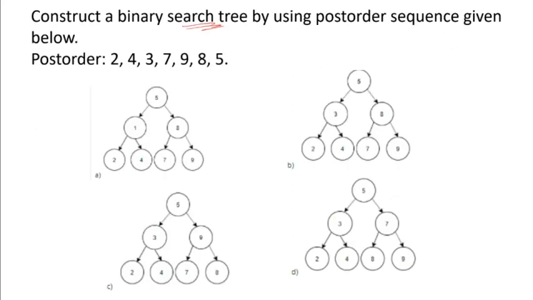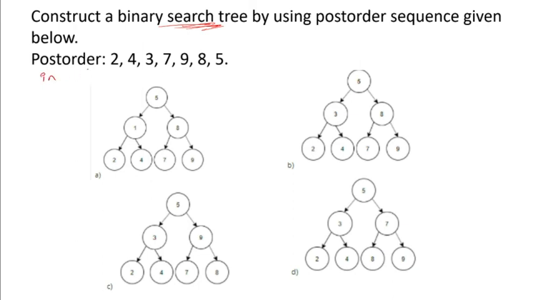Okay. So this I think we have seen yesterday. But binary search tree by using a post order sequence given below. So which one is the correct answer? So you know the post order. What is the in order? As it is binary search tree, the ascending order is the in order, right?